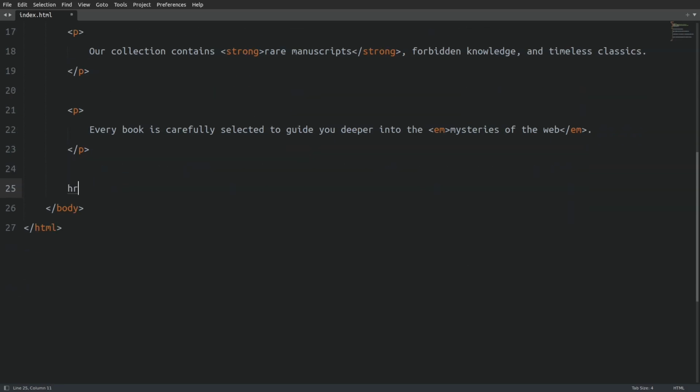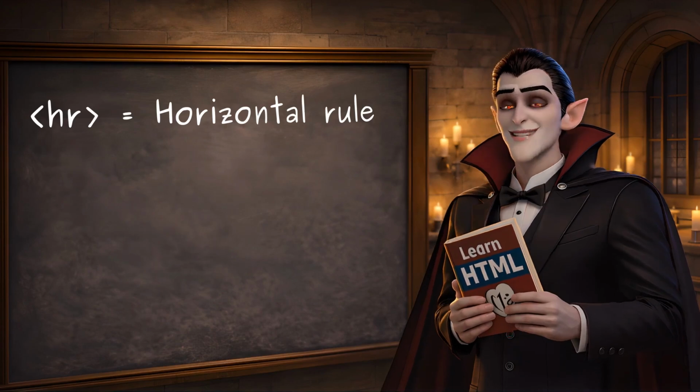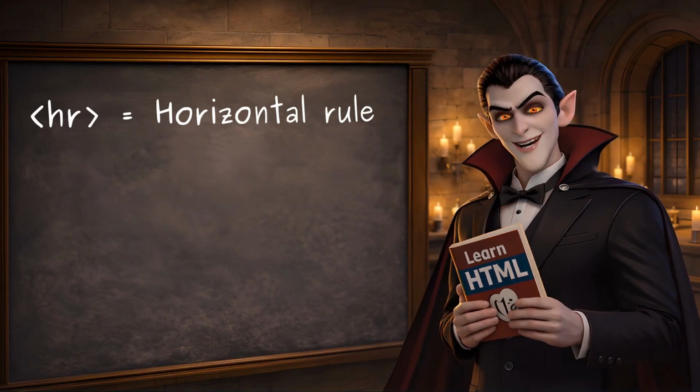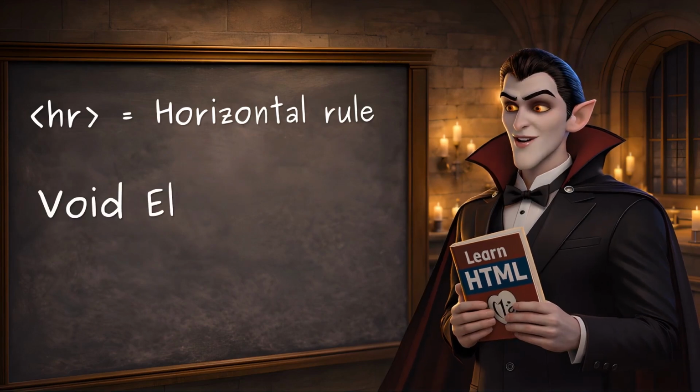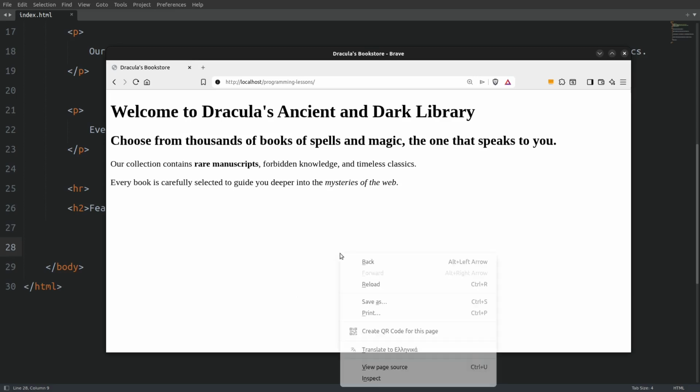Now let us enrich our content by creating another section. The HR element creates a horizontal line across the page. It separates sections. HR stands for horizontal rule, and it does not require a closing tag. Elements that do not need a closing tag are called void elements. Let us see this in the browser.